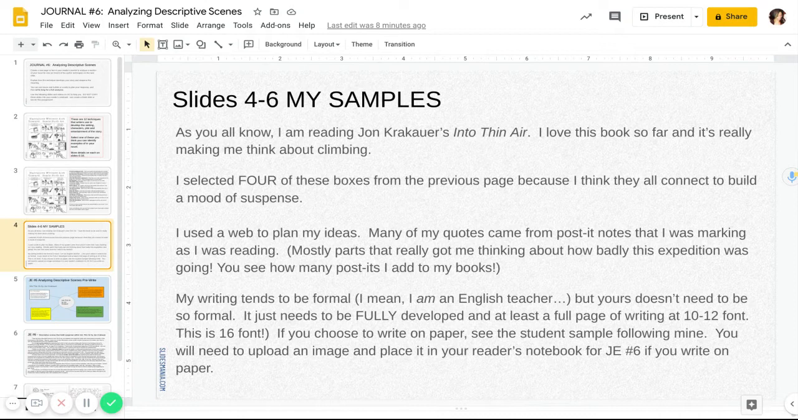If you choose to write on paper, you want to write a full notebook page of paper, in response. So it's really important that you understand this assignment. I want you to write long on purpose. I want you to show me the volume with which you can analyze some scenes in your novel. And if you do write it on paper, you will have to upload an image in your reader's notebook of the paper that you wrote.